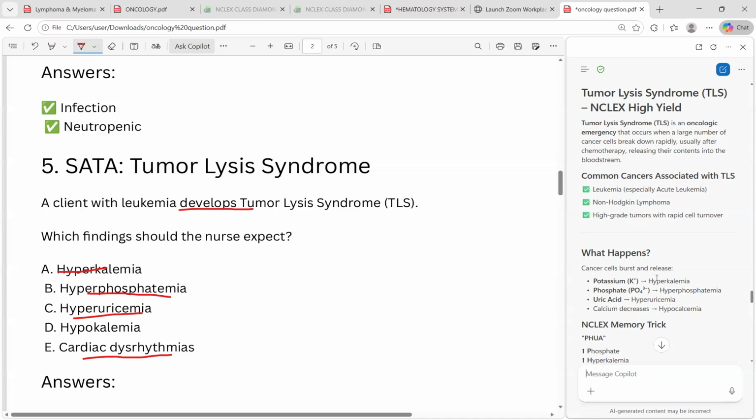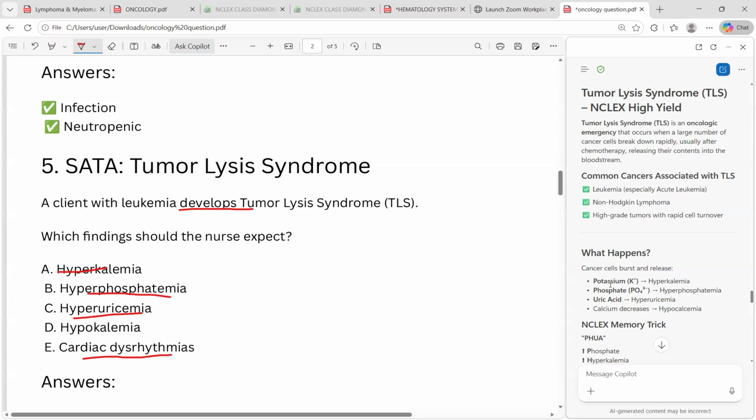In a tumor there may be many contents, and when the tumor breaks down, this content is transported into the blood. So these end products will be elevated in the blood. Mostly there may be hyperkalemia, because the potassium level in the blood will get elevated, and the phosphate level will also get elevated, and uric acid also. Potassium, phosphate, uric acid are end products, elevated in the blood because of the lysis of the tumor.